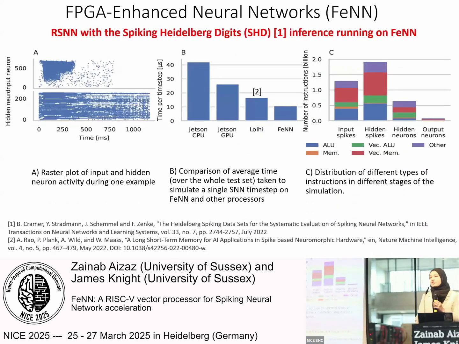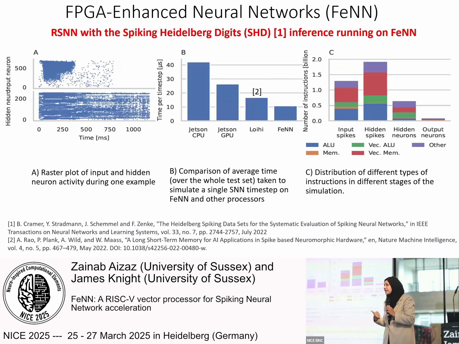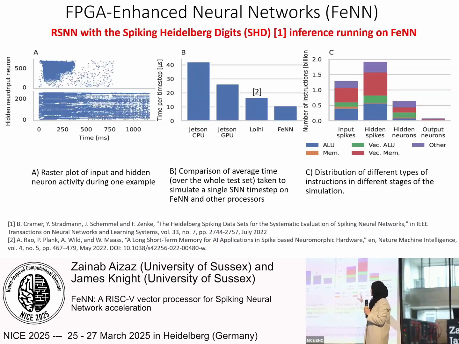We did inference of the Spiking Heidelberg Digits dataset, which is an audio dataset recognizing 0 to 9 in English and German. And we got a raster plot of input and hidden neuron activity on FeNN. This is a good result so far. I don't know what to say, but we're happy that FeNN was better than Loihi-1 in SNN simulation time.